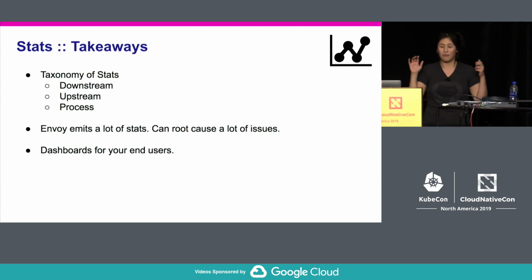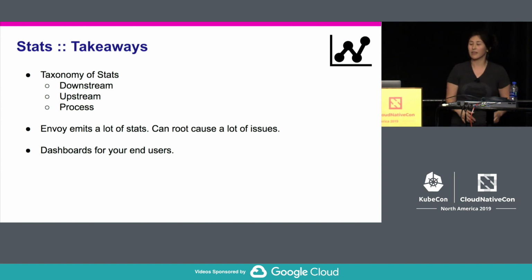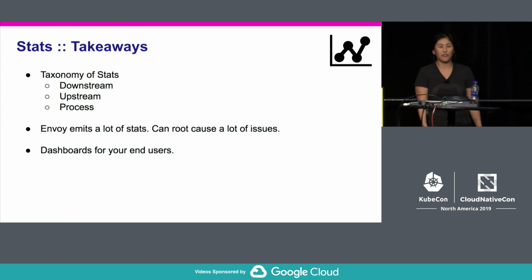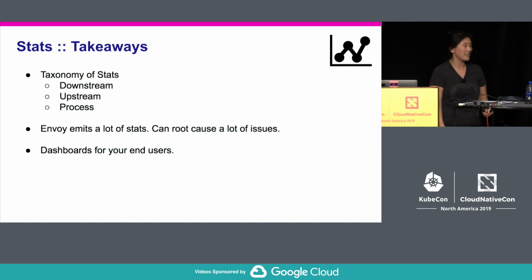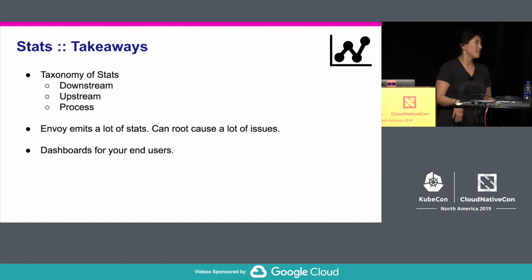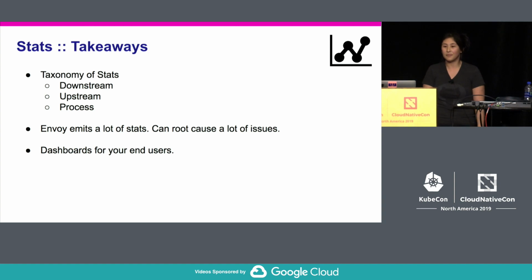So trying to figure out what question you're trying to answer, and then organizing the stats into downstream, upstream, and then the process stats will help. And then at the end of the day, it's worth making a dashboard for your end users so that they could also monitor the network in an understandable way. There are too many stats for every engineer to understand. So distilling it down to something that your company can use to monitor the health of their system would be useful. It's been useful to us at Lyft.